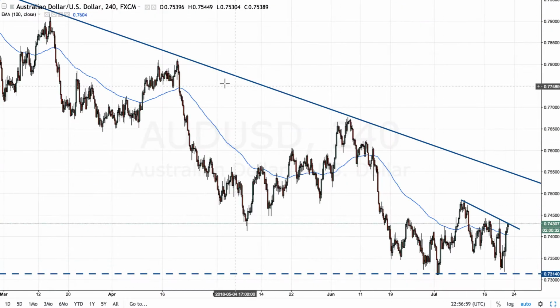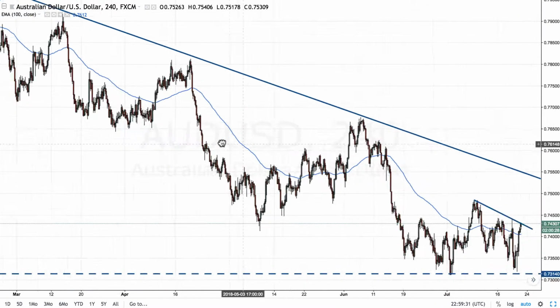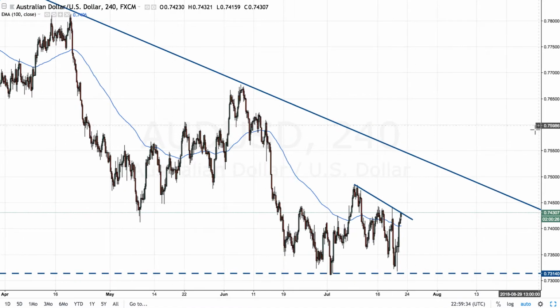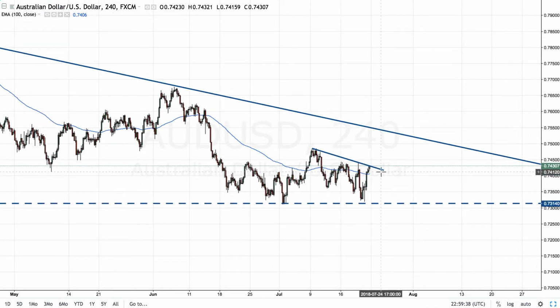So if we start with the Australian dollar, as you can see from the 4-hour charts over here, is in a bit of a downtrend. So we've got a longer term downtrend line here, and that's keeping the market moving down, down, down. And then we've got a shorter term trend line that the market is playing with at the moment.